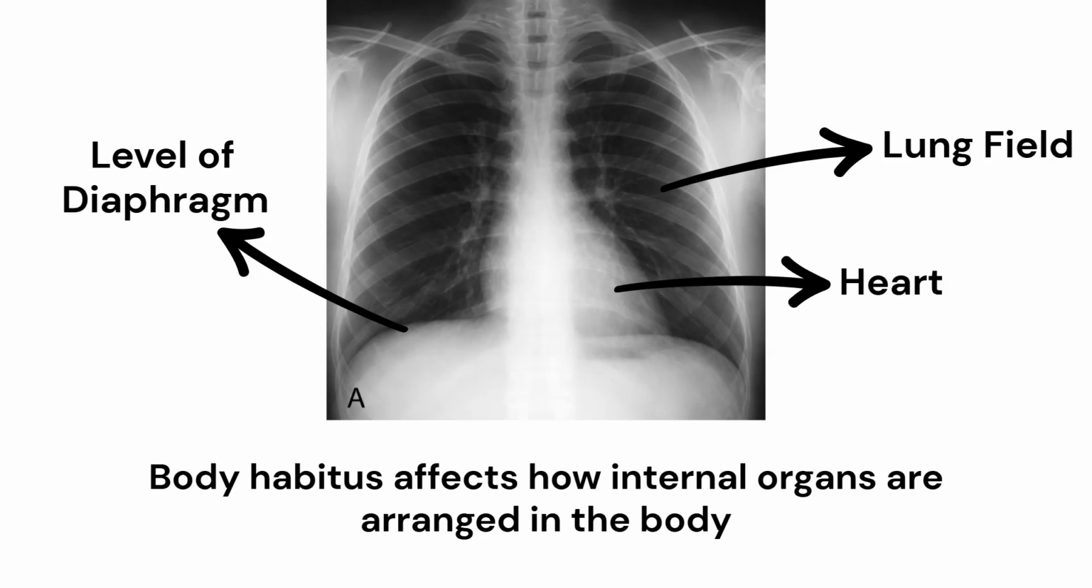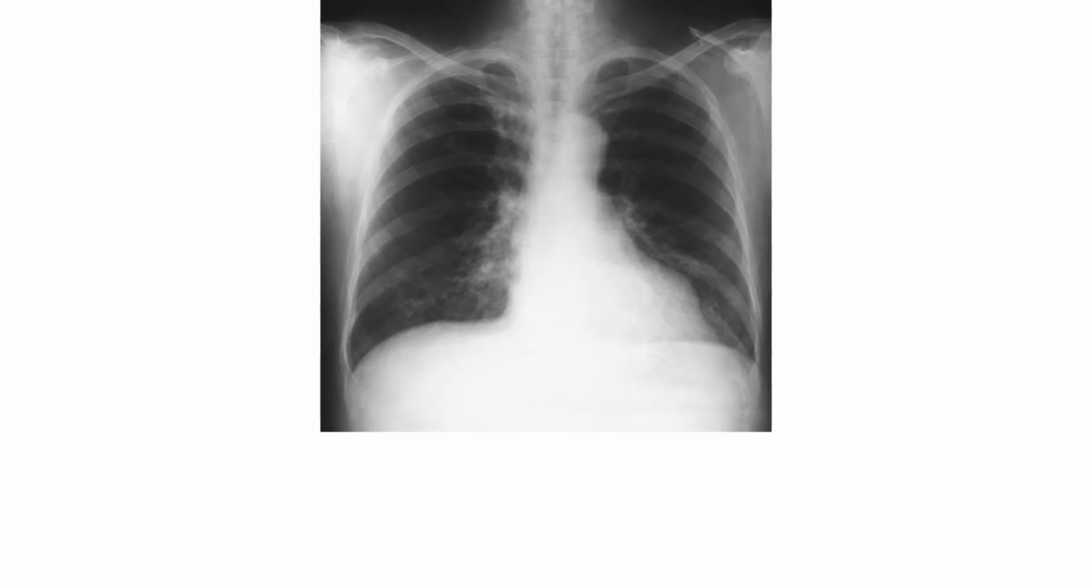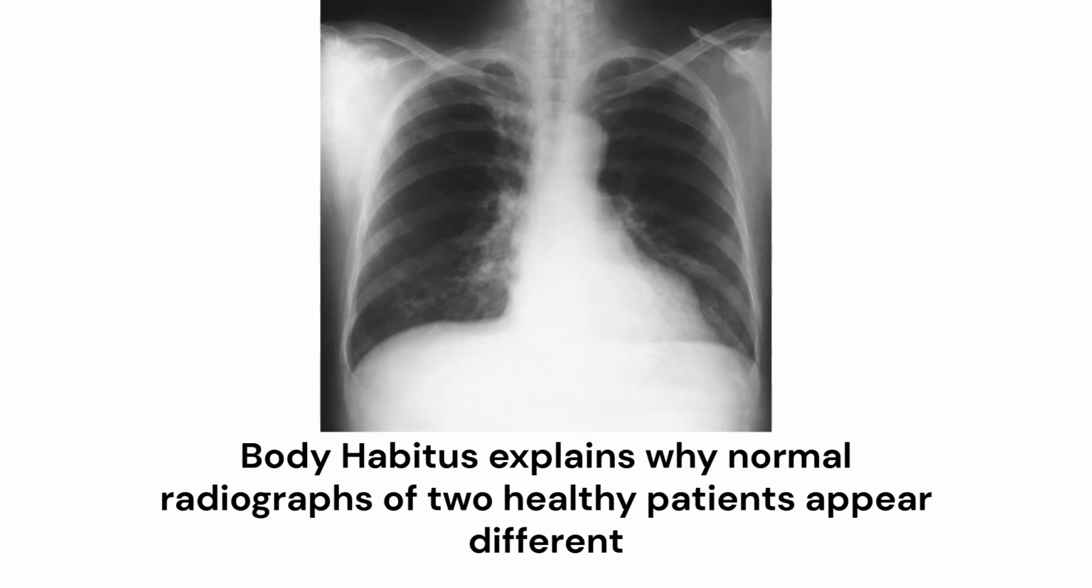Body habitus affects the level of the diaphragm, the orientation of the heart, the apparent length of the lungs, and the position of abdominal structures. As a result, two healthy patients can produce radiographs that appear quite different, even when no pathology is present.